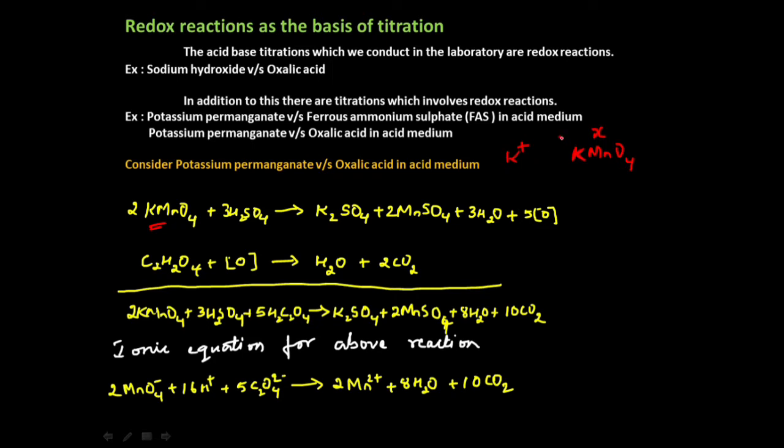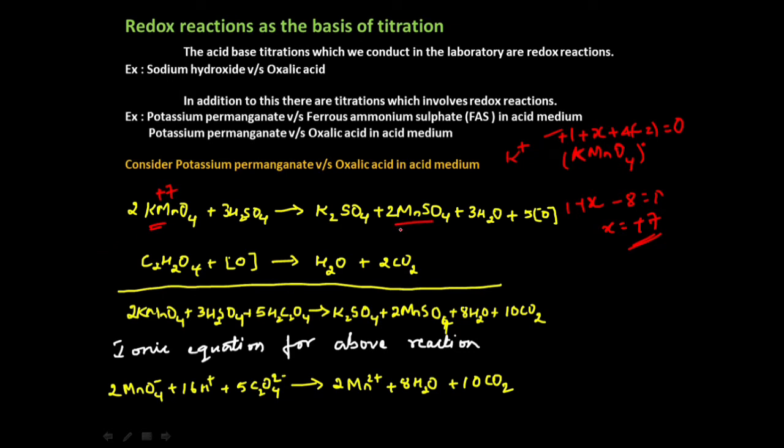So the oxidation state of potassium is +1, plus X, plus the oxidation state of oxygen, commonly -2. Since there are 4 oxygen atoms, 4 into -2 is equal to the overall charge of the molecule, that is 0. You solve this, what will you get? 1 plus X minus 8 is equal to 0. X will be equal to +7. So the oxidation state of manganese in this case is +7.